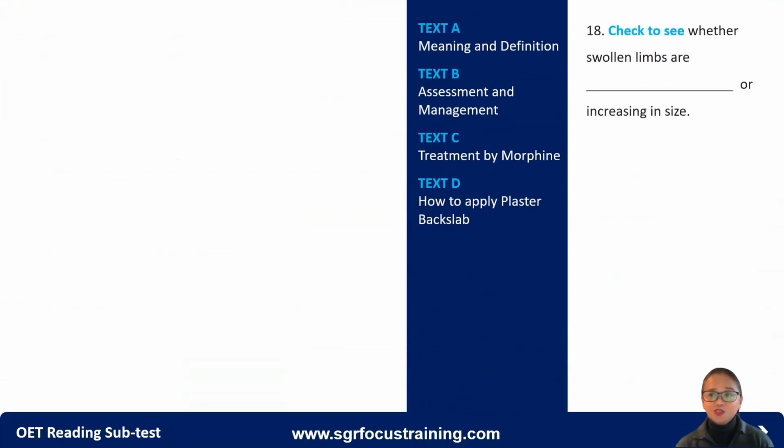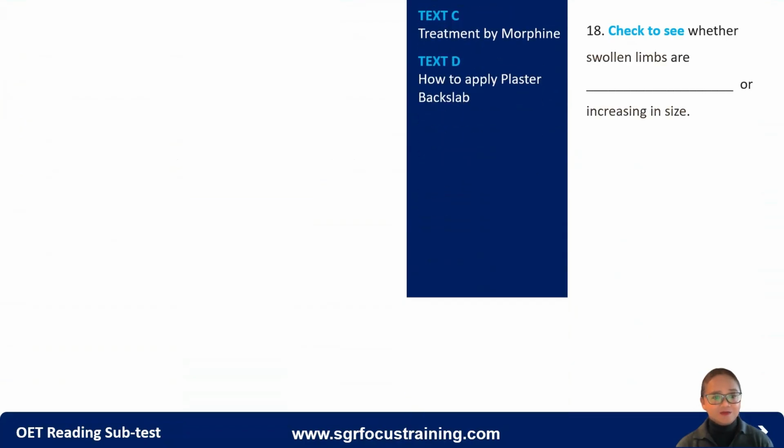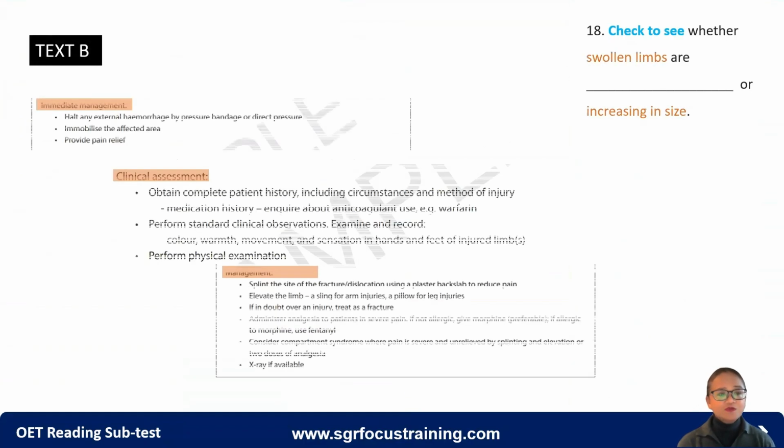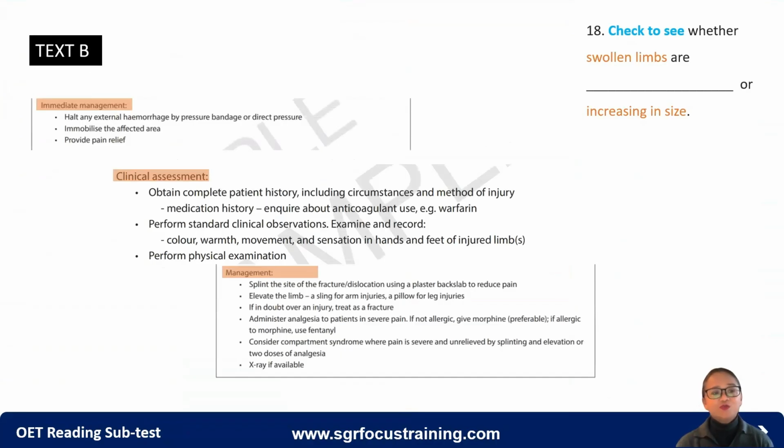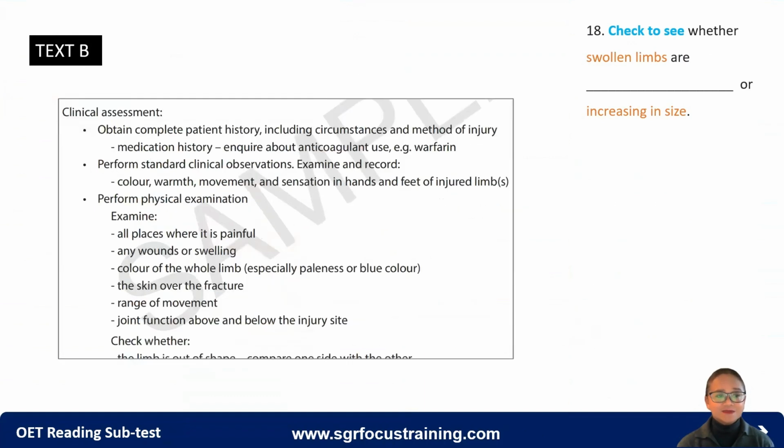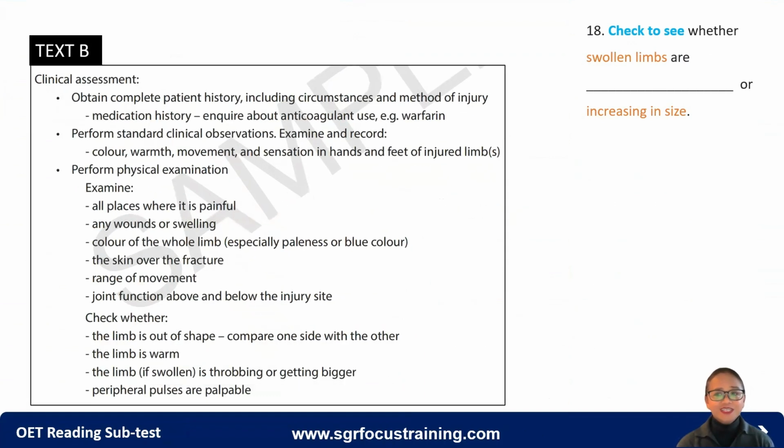Let's go into question number 18, checking to see. So that means we are making an assessment, and assessment is text B. So unlike what we've been doing in text B earlier, where we're always looking into the management part, in here we're only checking. So we're not really managing, okay? That means this falls under the assessment area. So we're going to look into the assessment.